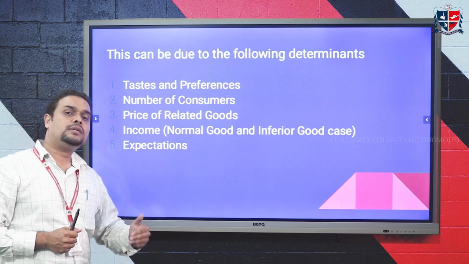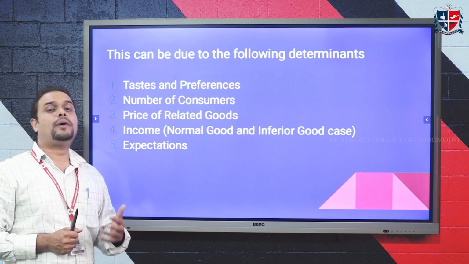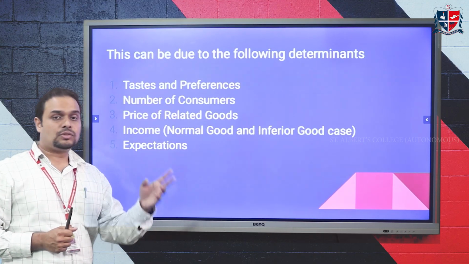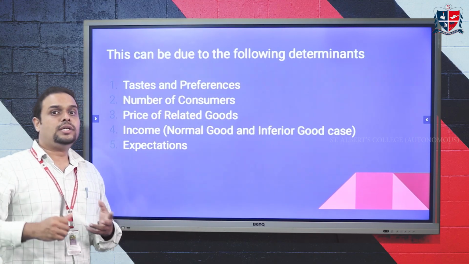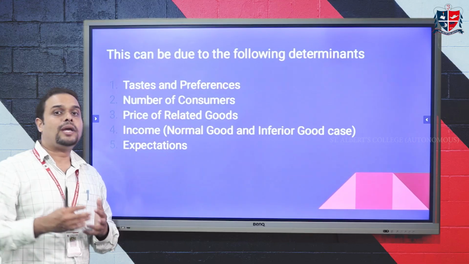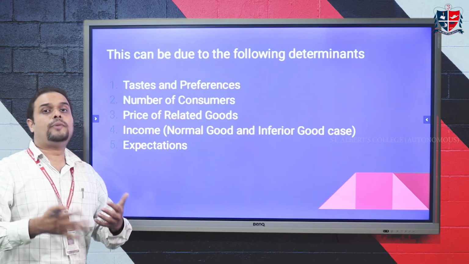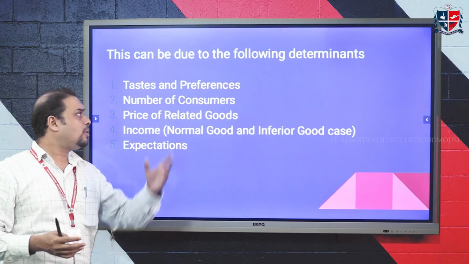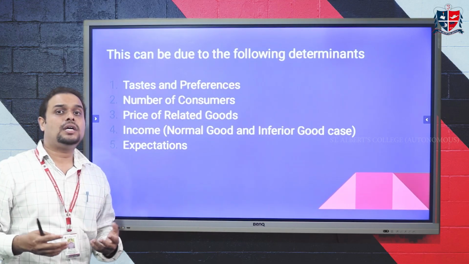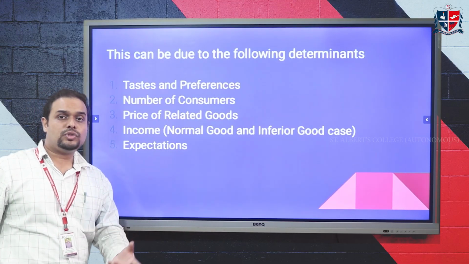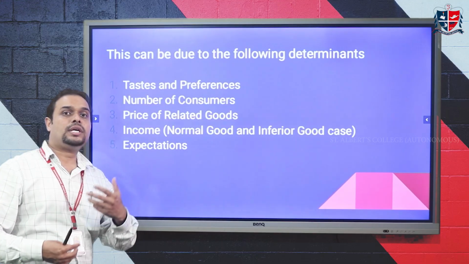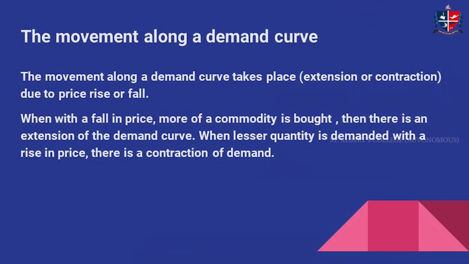Income. As income increases, people would like to buy more. In spite of the fact that there's no change in price, the income of people has increased, so they would buy more. Then you have expectations. People want to buy a specific product not because of taste and preferences, but because they expect the product to have a higher demand in the future. They might go and store it. So in that case also, they'll create a higher demand.